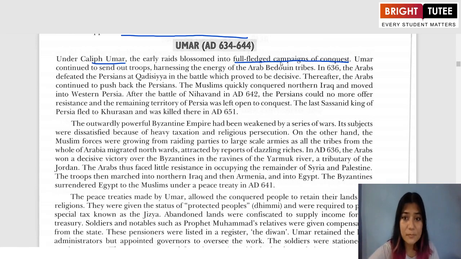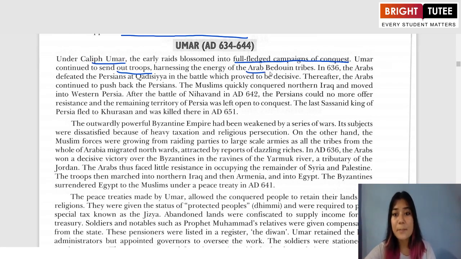Umar continued to send out his troops and brought within their territory the Arab Bedouin tribes, the other Arab tribes which lived outside of Arabia then. In 636 AD, the Arabs defeated the Persians in the battle at Qadisiyah, which proved to be decisive. So the Arabs under Caliph Umar defeated the Persians as well. Thereafter, the Arabs continued to push back the Persians.